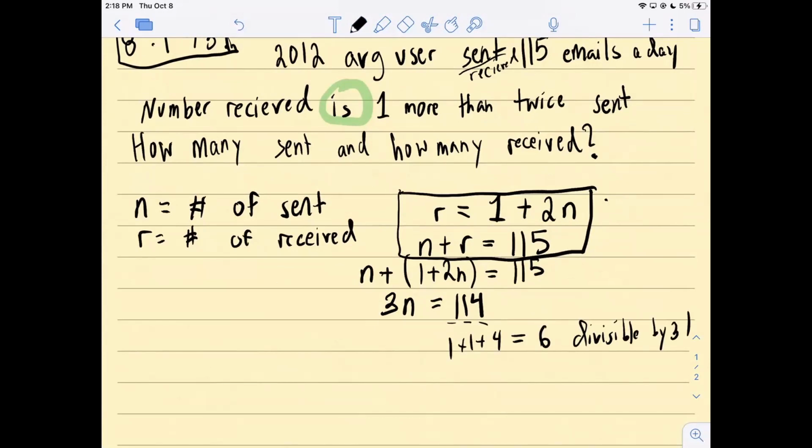Let's try another one. Does anyone want to pick a number that has digits adding up to something divisible by 3? Anyone want to volunteer a number? 261. Yeah, that works. If you add the digits together, 2 plus 6 plus 1 equals 9. So this should be divisible by 3. What is 261 divided by 3?